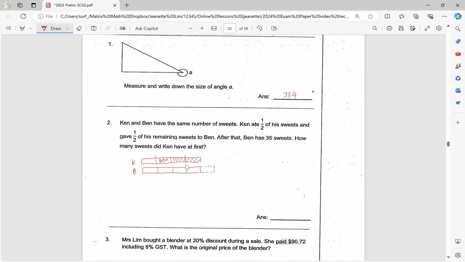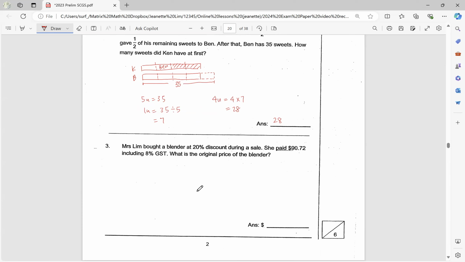Okay, so now all the units are equal. Ben has 35 in the end. So what we can see here is 5 units is 35. So 1 unit is 7. How many sweets did Ken have at first? Ken had 4 units, so we find 4 units. So the answer is 28.